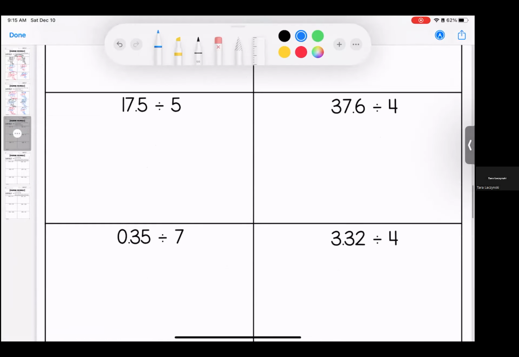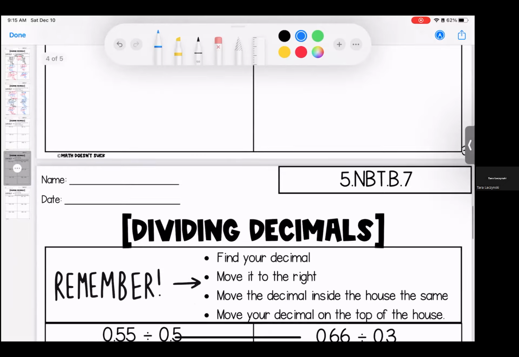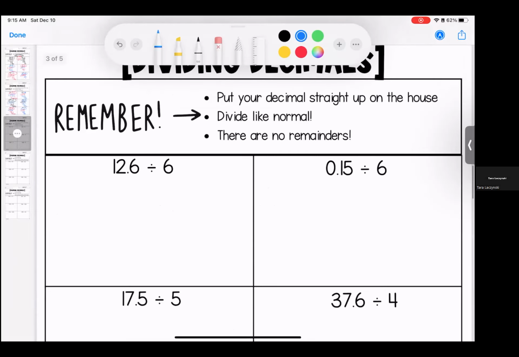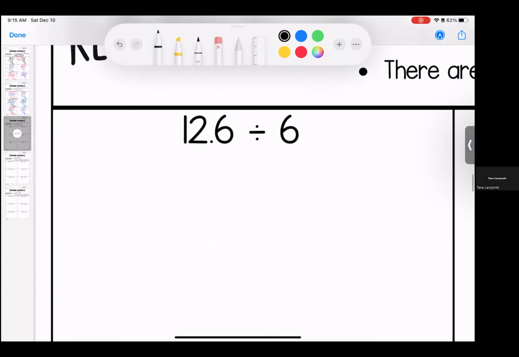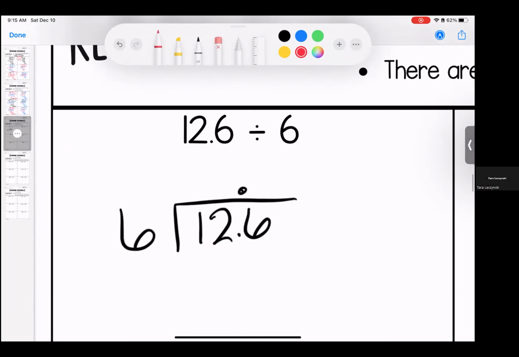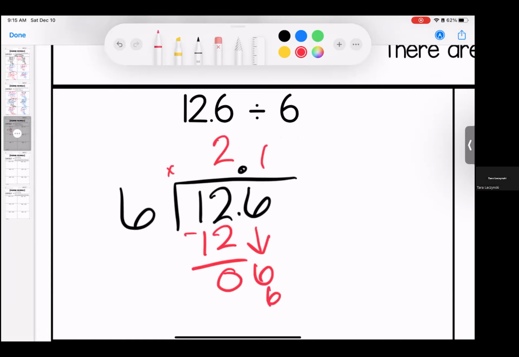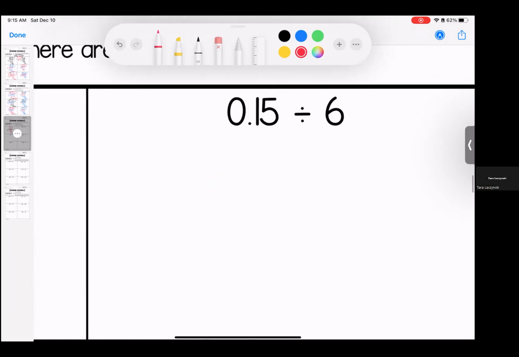All right, friends, this is our last page where the decimal is only in the dividend. Okay, after this, we kick it up a notch. So we have 12 and 6/10 divided by 6, decimal in our answer. 6 does not go into 1, but it does go into 12 2 times because 2 times 6 is 12. Subtract 12, take away 12 is 0, bring it on down. 6 goes into 6 one time because 1 times 6 is 6. Subtract. 2 and 1/10.